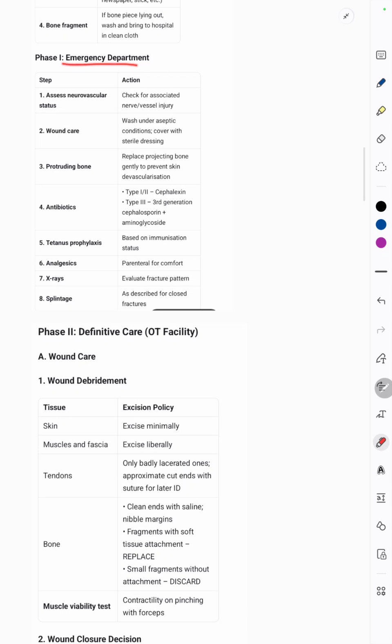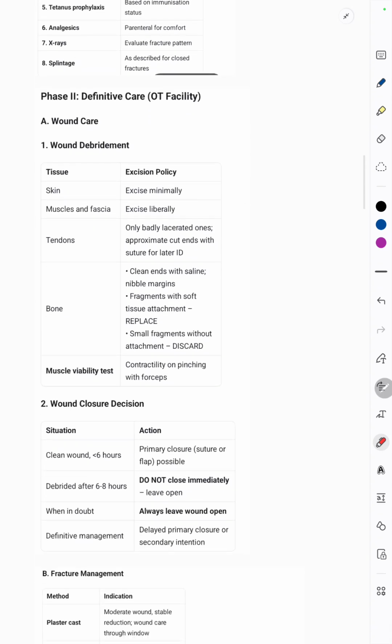Then in the emergency department at the hospital, you have to assess the neurovascular status of the distal part. Then wound care, again the same thing, that is, you have to wash under aseptic conditions and a sterile dressing should be applied. The protruding bone should be replaced to prevent skin devascularization. Antibiotics, generally third generation cephalosporins and aminoglycosides, are given. TT prophylaxis is a must. Analgesics and splintage should be given.